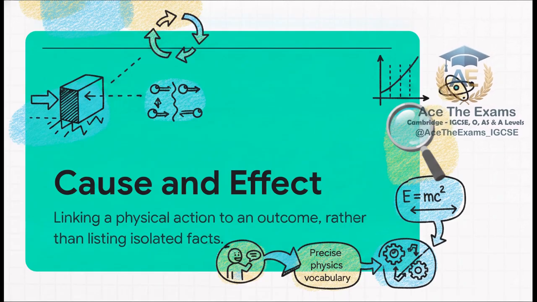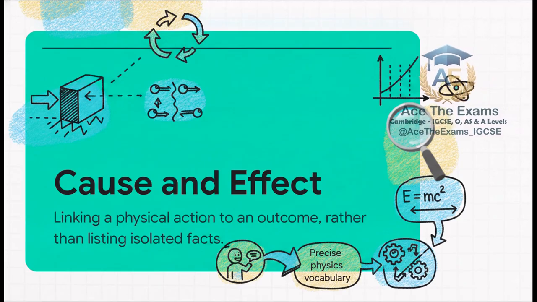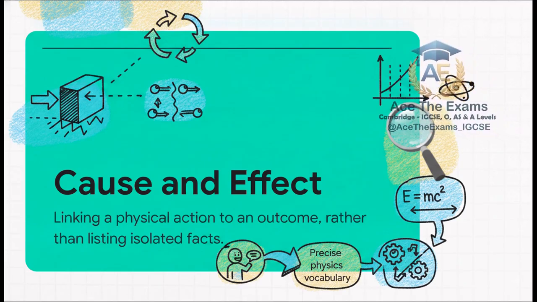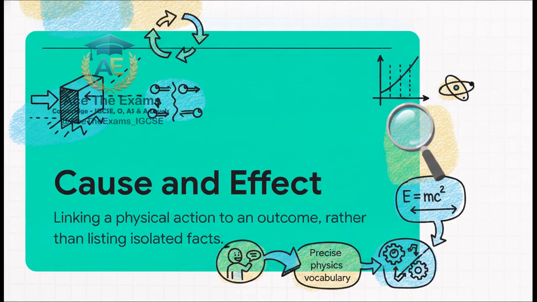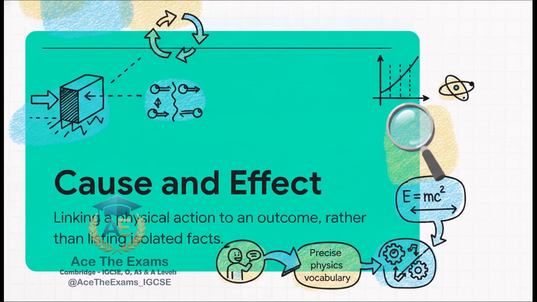That is a classic, painful dropped mark. In physics, explaining friction requires linking a specific physical action directly to a measurable outcome. You cannot just list a bunch of isolated, disjointed facts and hope the examiner is generous enough to pick out the right ones. They won't.